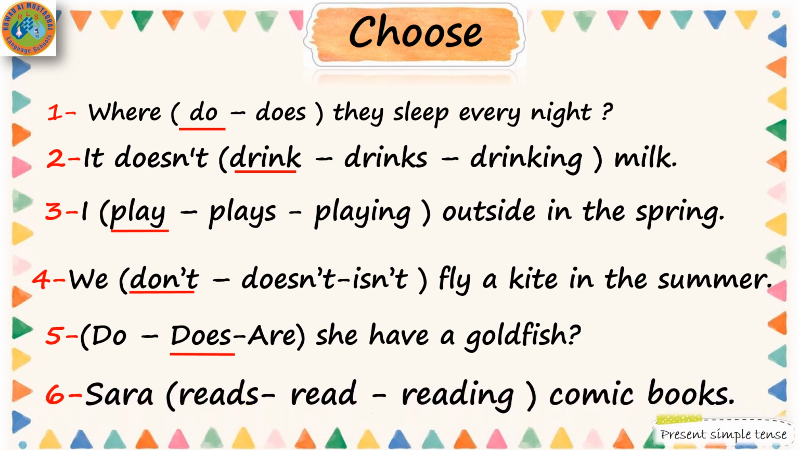Number six, Sarah reads or read or reading comic books. Here, Sarah is the subject. What is the pronoun of Sarah? She. From which family? From the weak family. With the weak family, we will put s on the verb because they are weak. They need Superman power. So we will choose reads.